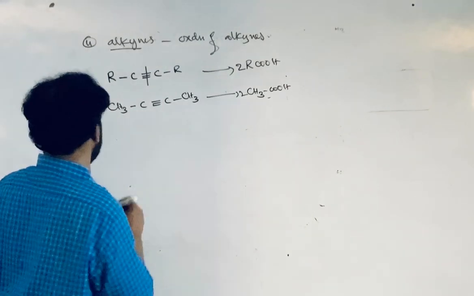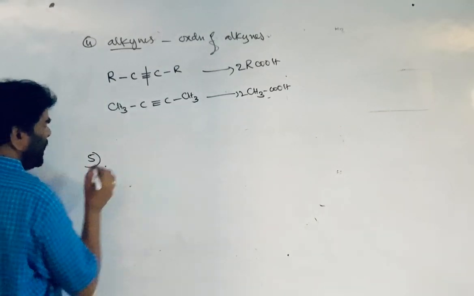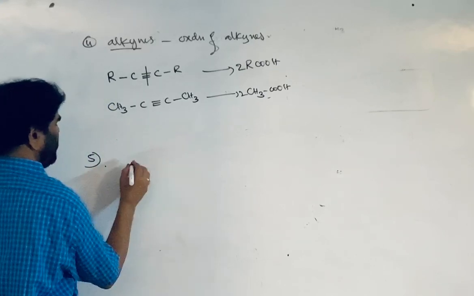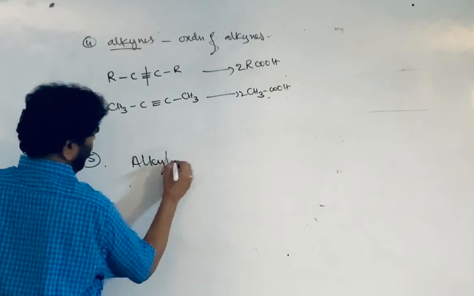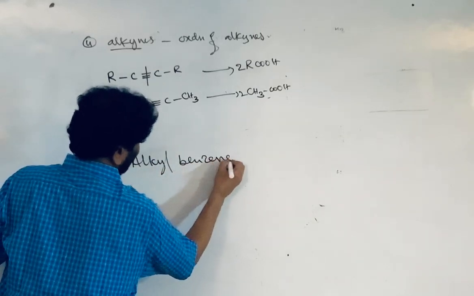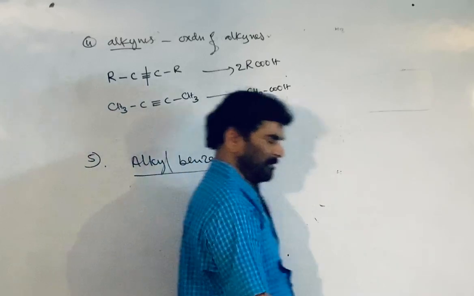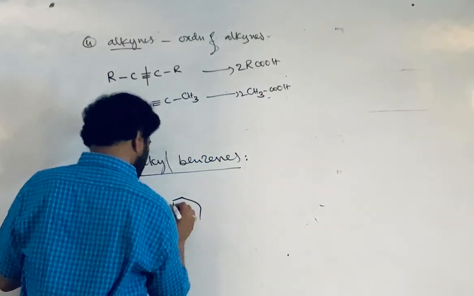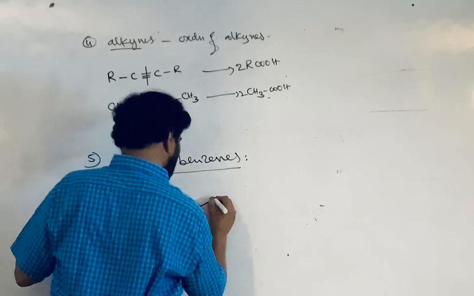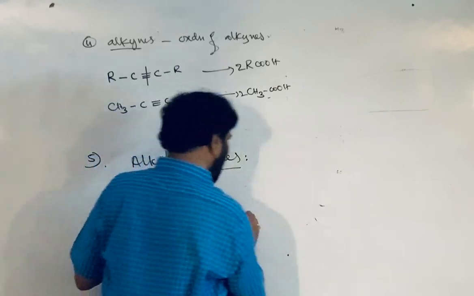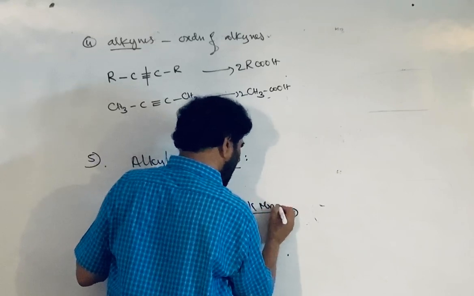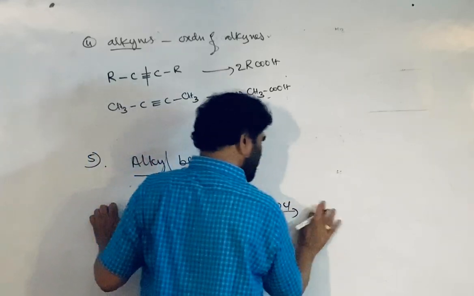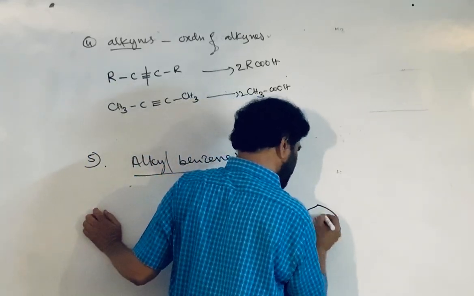This is another method. The fifth one is from alkyl benzenes. So that is benzene with an alkyl group, such as methyl benzene, ethyl benzene. So when alkyl benzene is treated with hot and concentrated KMnO4, the benzylic carbon is ultimately converted to COOH.